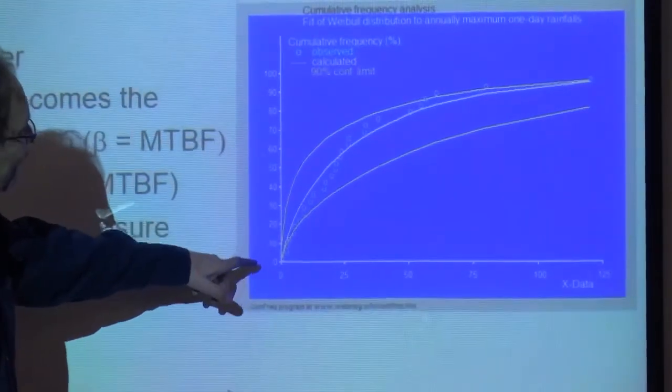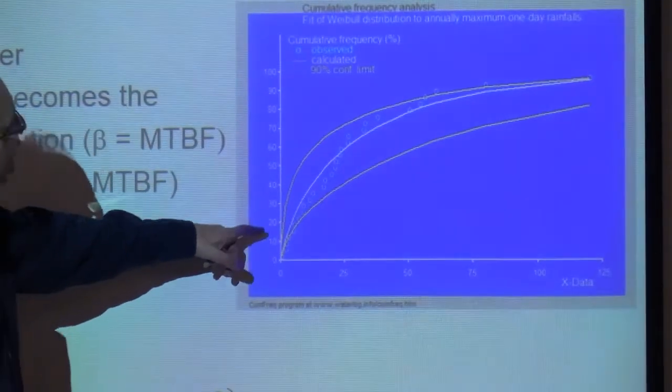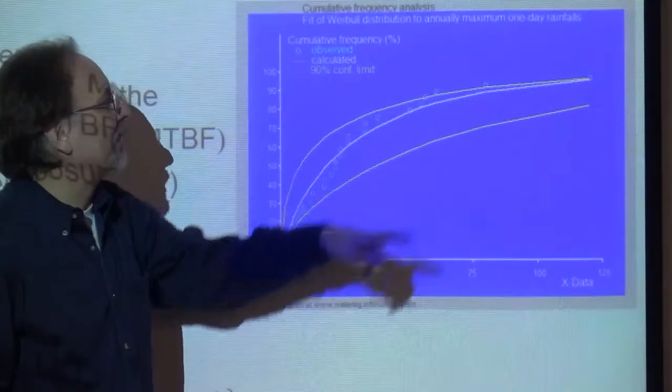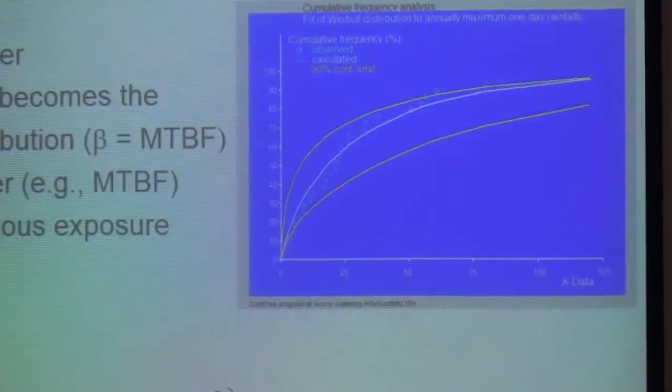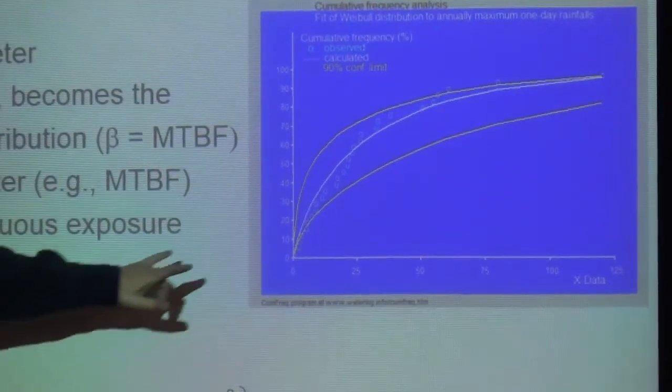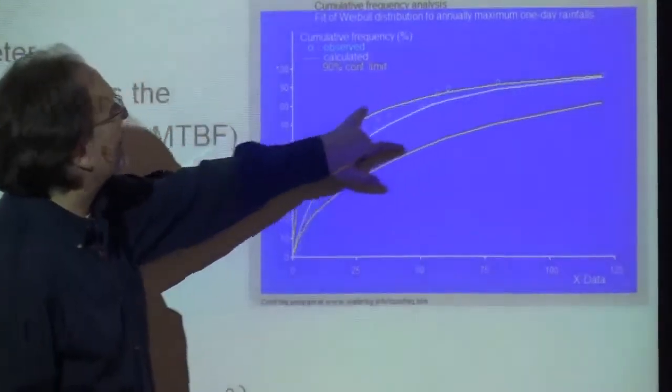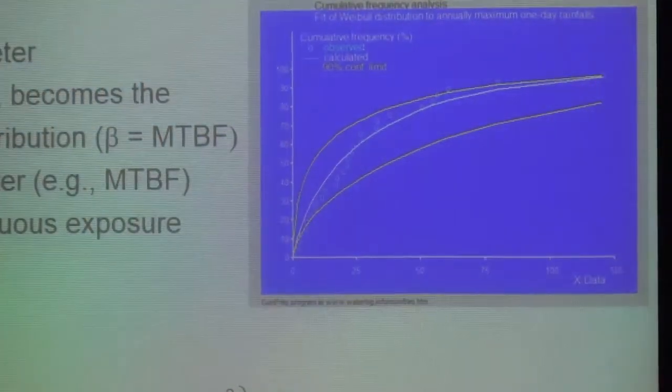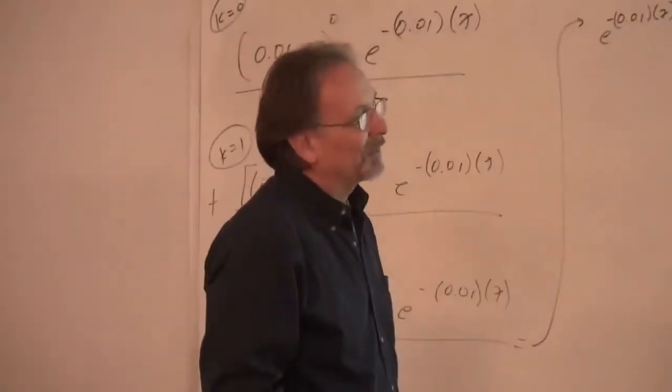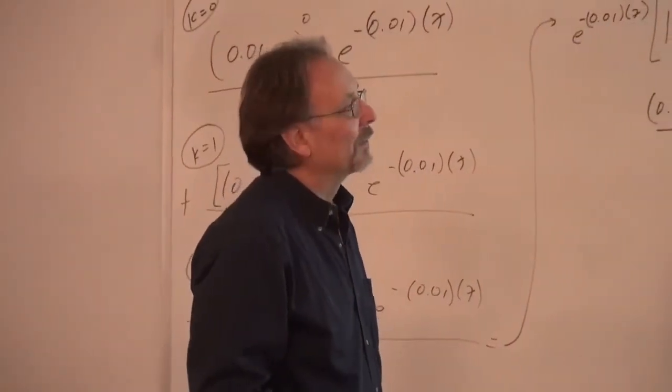This is rainfall, one day's worth of rainfall, modeled as a Weibull distribution, which is not too bad, just with a 90% confidence limit. I ran across that looking around, and I thought that was an interesting application of the Weibull distribution.